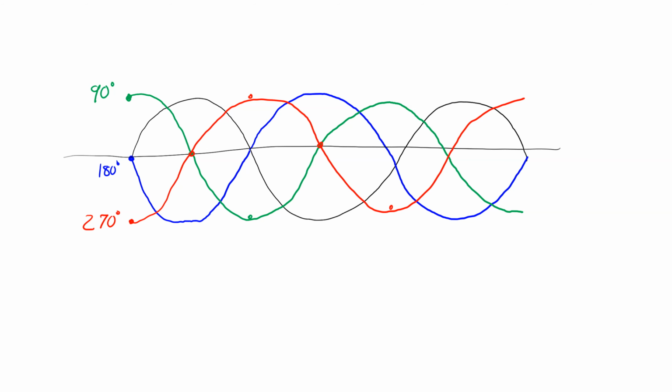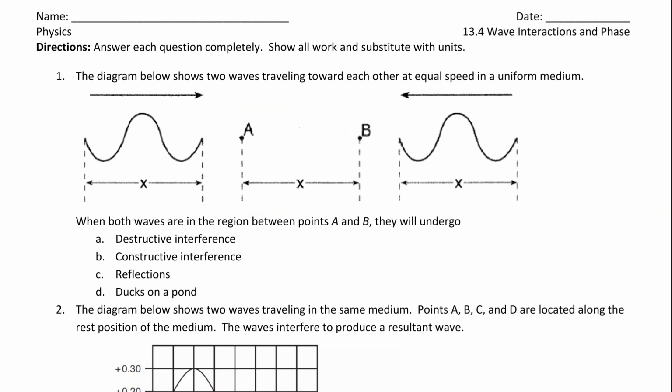So let's do some problems now that we have a little bit of background. Number 1 says the diagram below shows two waves traveling towards each other at equal speed in a uniform medium. When both waves are in the region between points A and B, they will undergo, are they going to do destructive? Are the amplitudes going to cancel each other out? If it's destructive, that means it looks like a trough is meeting a crest. And let's say this has an amplitude of 1, this has an amplitude of 1. When these two things meet each other and they interfere, what's -1 plus 1? 0. So for a split second, there's going to be no wave there because they cancel each other out.